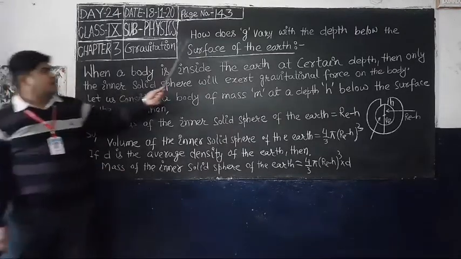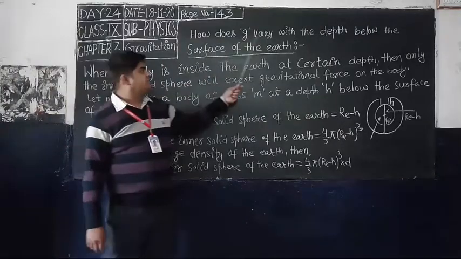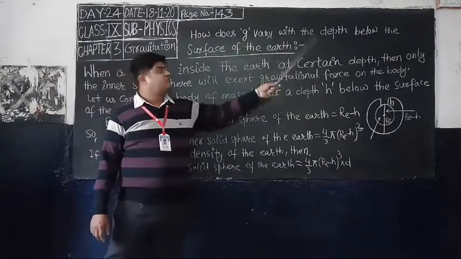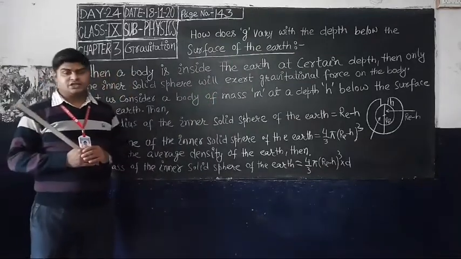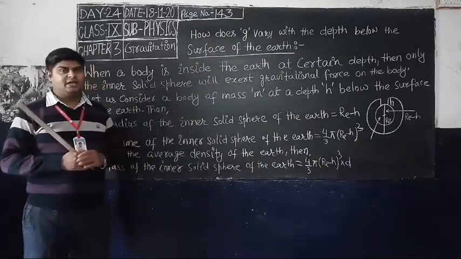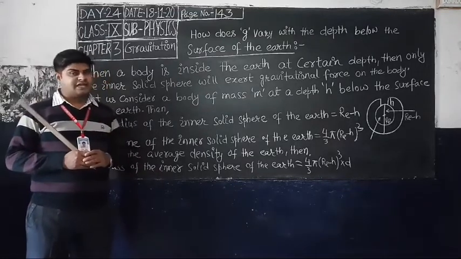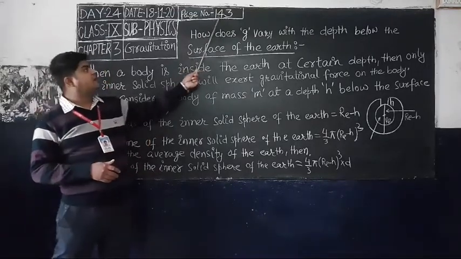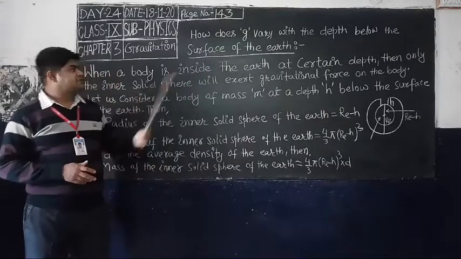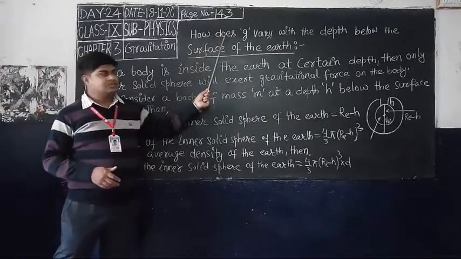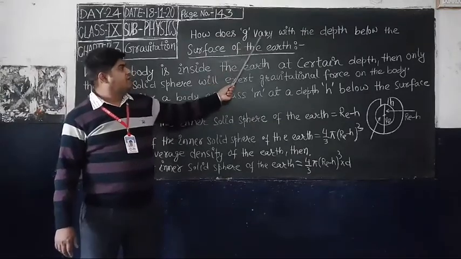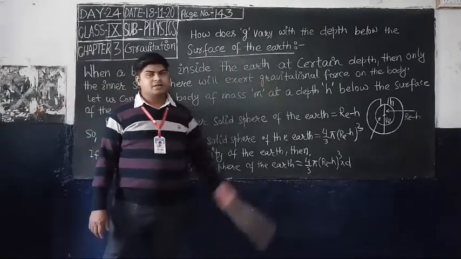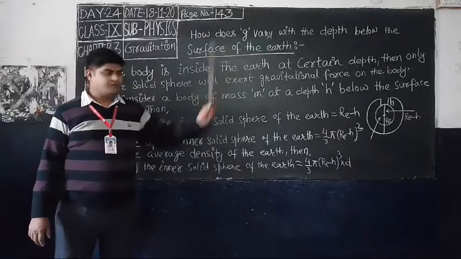Today's topic is how does g vary with the depth below the surface of the earth. Students, kindly sit with pen, notebook and your science book and turn to page number 143 and see the topic: how does small g, acceleration due to gravity, vary with the depth below the surface of the earth.